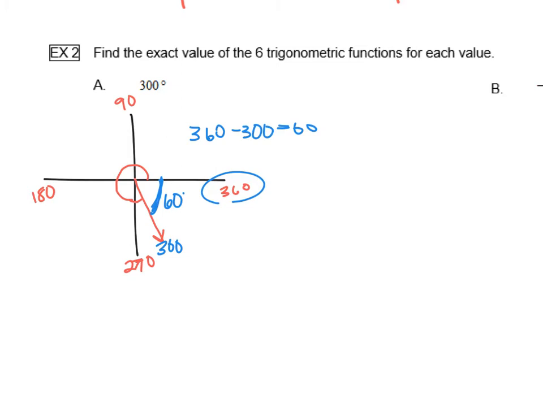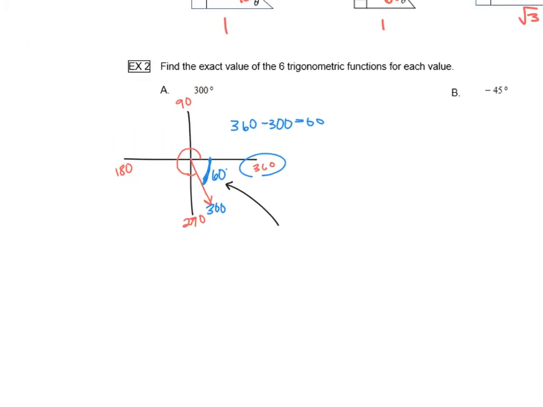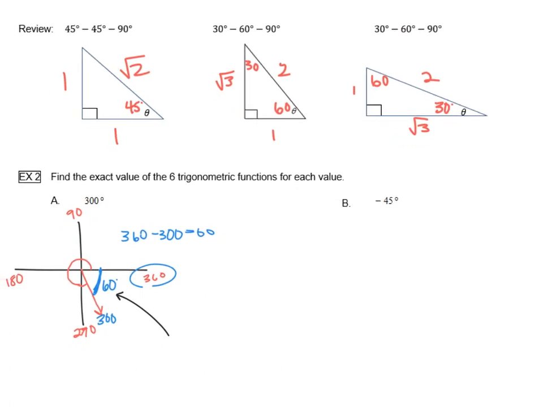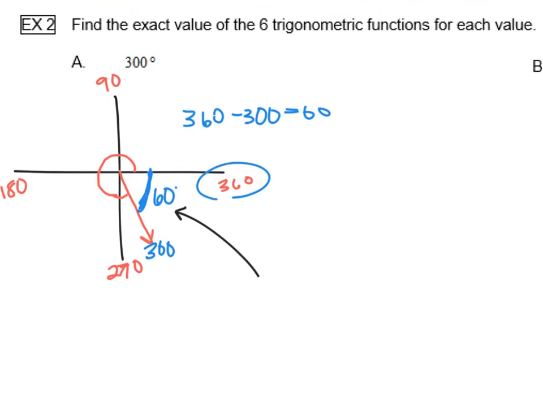So what we are going to do is evaluate our 6 trig functions for 60 degrees. And guess what? We have a 30, 60, 90 triangle that we're going to use. So when we go ahead and in our triangle we connect it to the x-axis, well, this is getting really sloppy now.